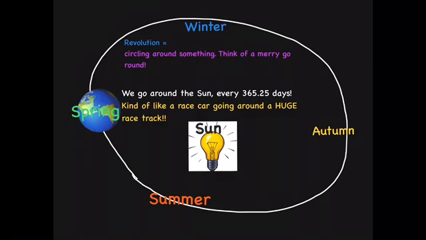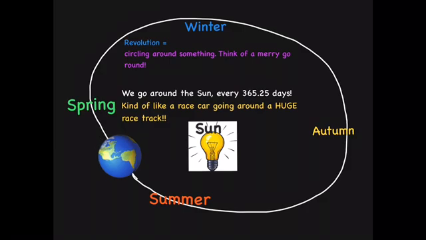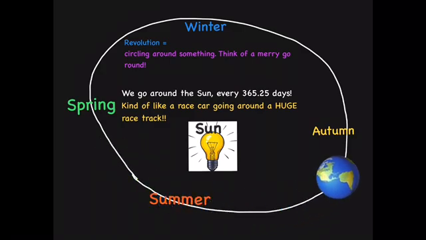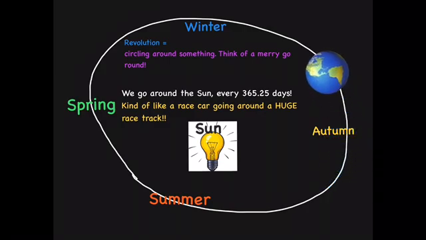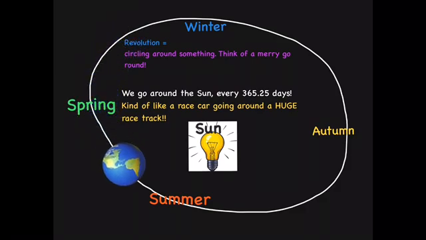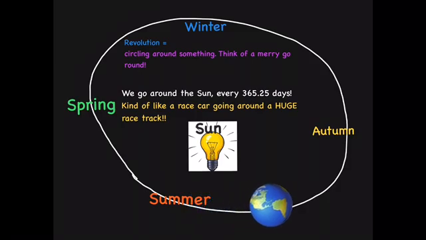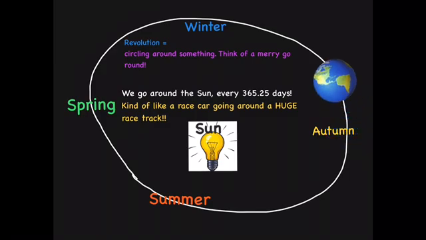So just like a car going around a race, the Earth continues around this sort of track, and it keeps revolving around the sun, going around and around and around. And we make this trip every 365.25 days, which is why every 4 years in February we have a leap year.